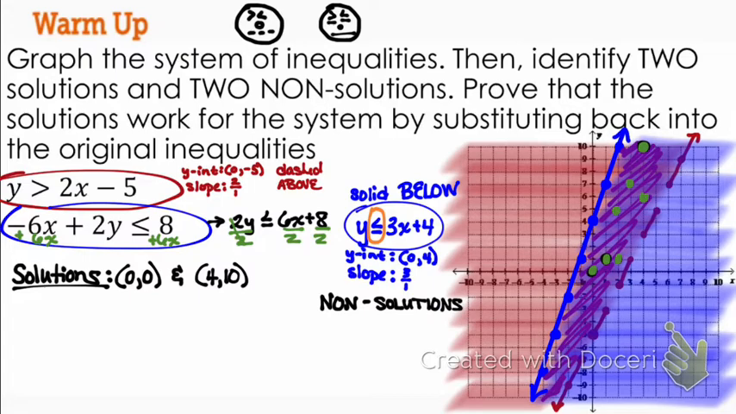All right, hold on. I heard -3, 5 first. That one's shaded only red. It's not shaded both. So that is a non-solution, -3, 5.